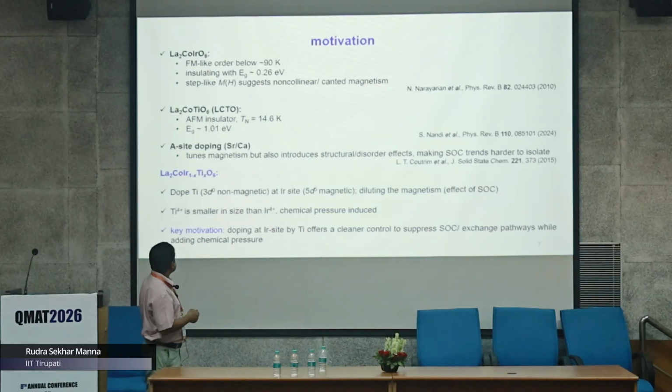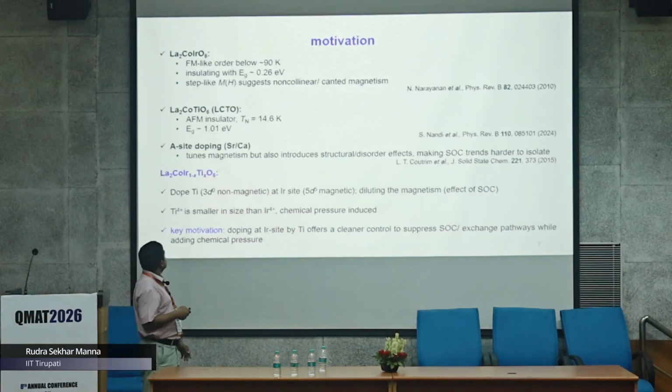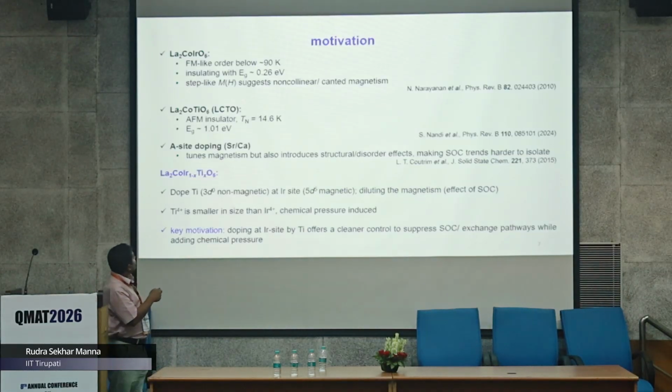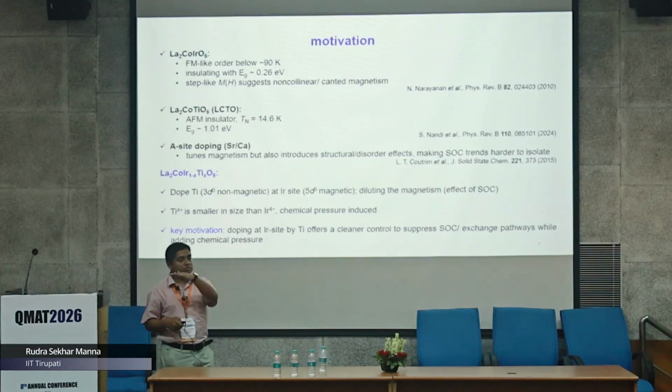They are both giving the magnetic contribution, and they also reported a gap of about 0.26 eV. The magnetization also shows some sort of non-collinear canted magnetism, but it's not a global ferromagnet, because for a normal global ferromagnet, if you measure M versus H, you expect to see a saturation.